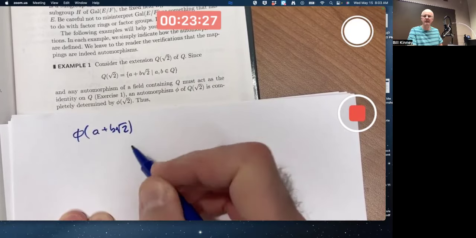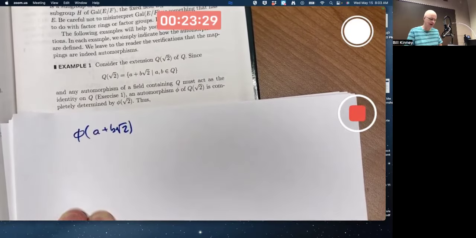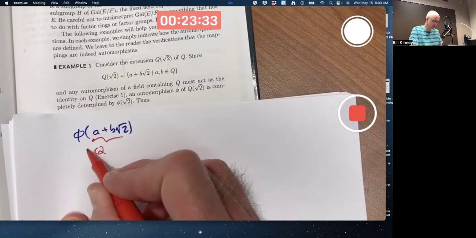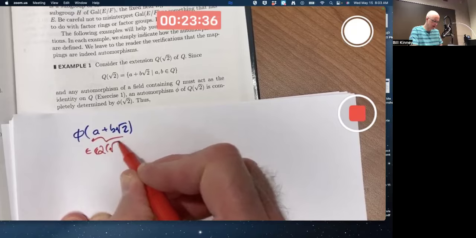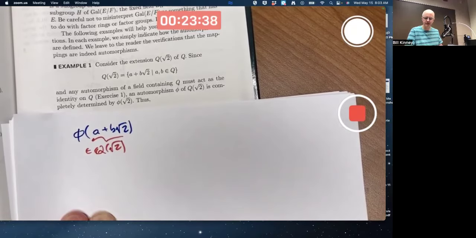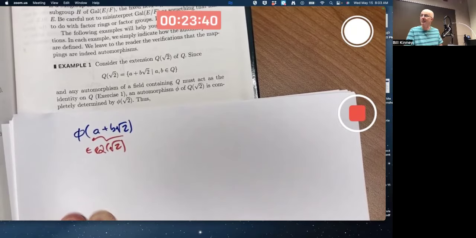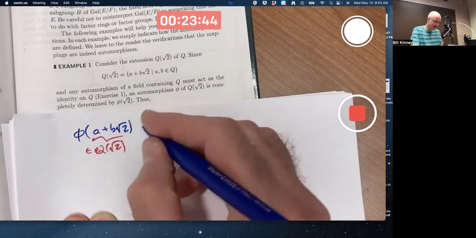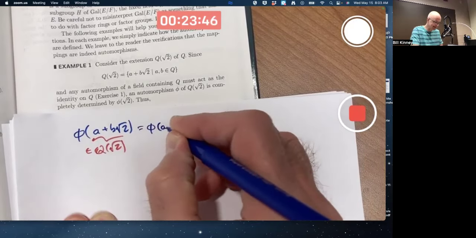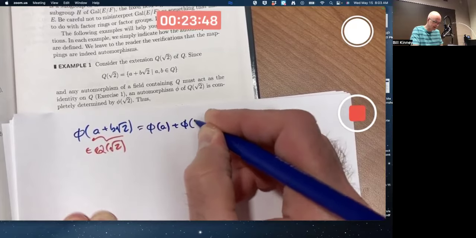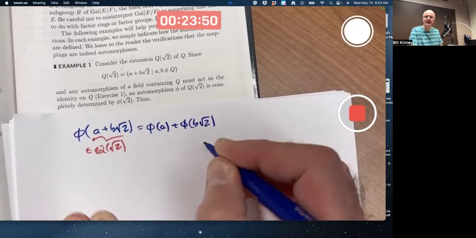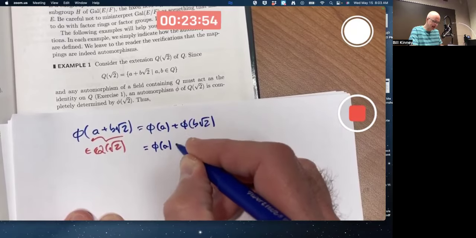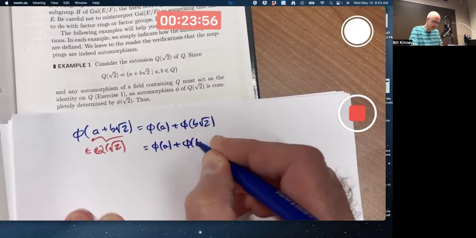If you plug in an arbitrary element of the field Q adjoining root 2 into such an automorphism, the fact that the automorphism's operation preserving allows us to write this, first of all, using the fact that it preserves addition, and it also preserves multiplication, so that allows us to write this.